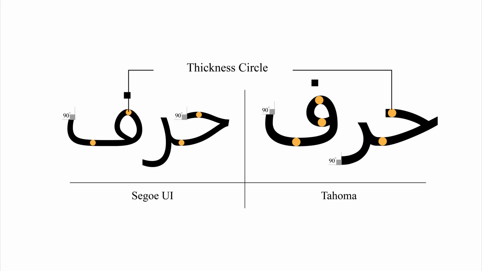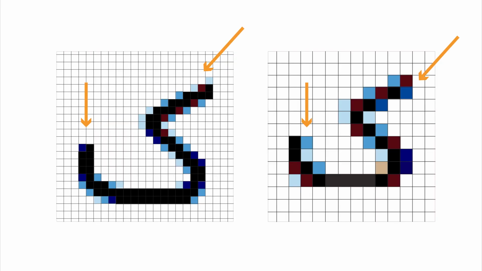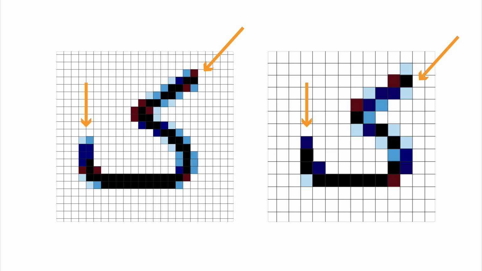We can say that the pen angle in these two fonts is one of these four modes: 0, 45, 90, or 135 degrees. You can see in this picture the angle of the pen makes the edge of the forms very sharp. In this picture, I put Tahoma and Segoe UI Arabic fonts on 40 and 24 pixel screens to examine them at low and high levels of resolution.